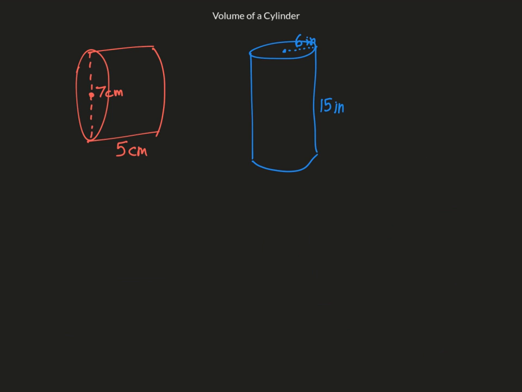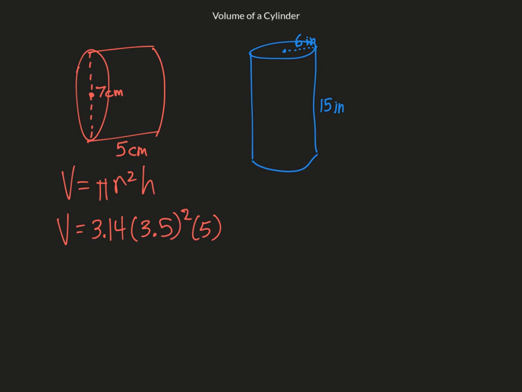So now let's simply find a couple of volumes. If you'd like to try these on your own, pause the video, try it, and then check your work with me. I'm always going to start by writing my formula and then plugging in what I know. We're always going to use 3.14 for our estimation of pi. The radius is 3.5 because they gave us the diameter here.